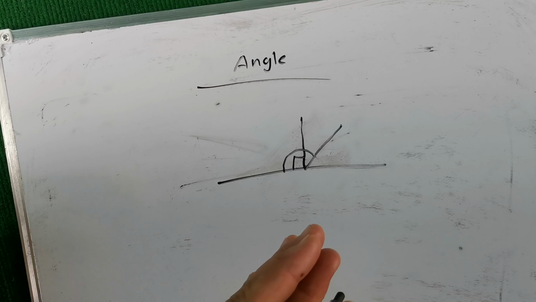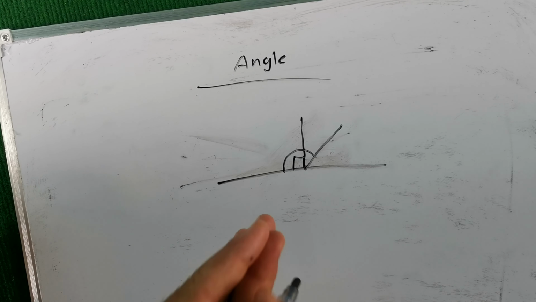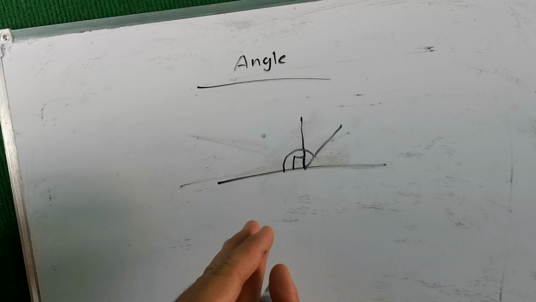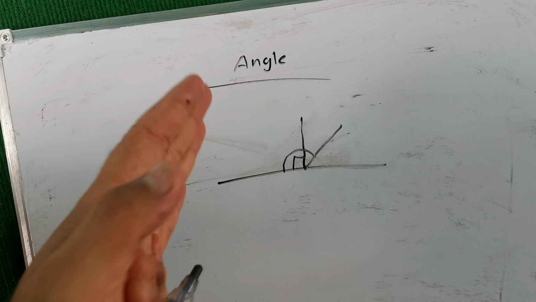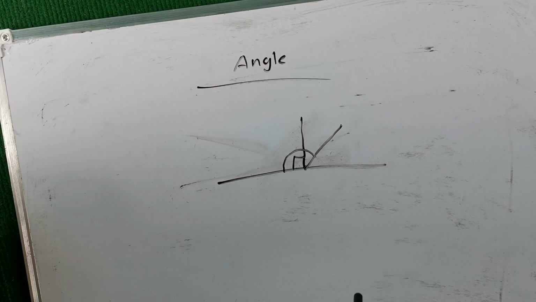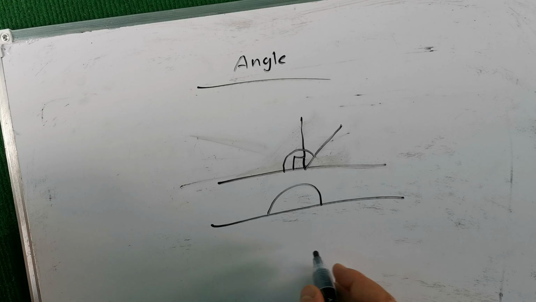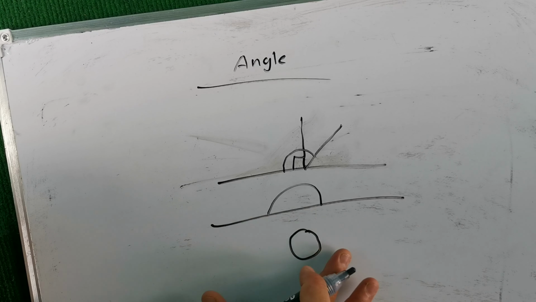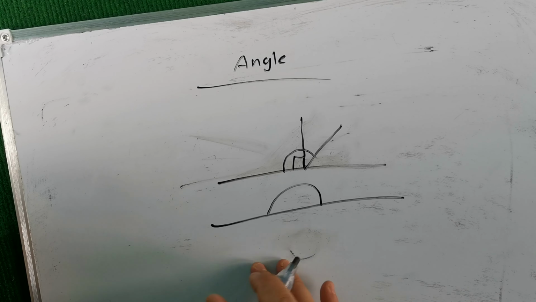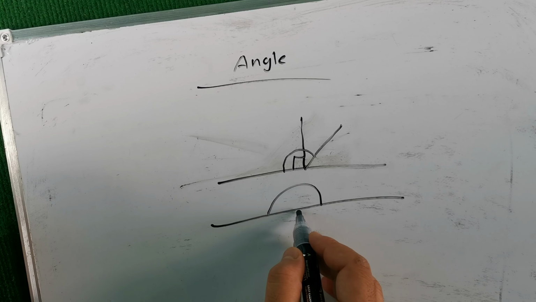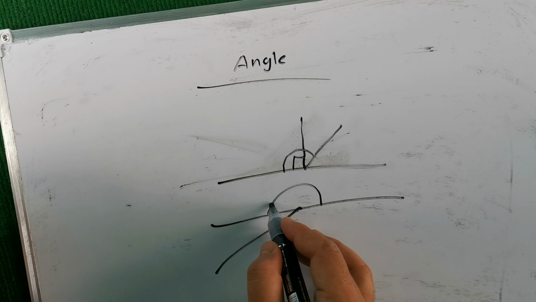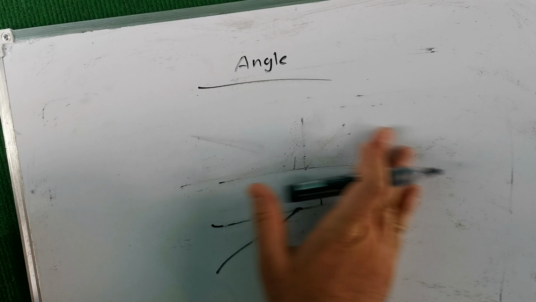And what is that angle which is greater than 180 degree? That angle is also known as obtuse angle. Those angles which are greater than 180 degree, this is 180 degree, and the whole circle is 360 degree. I think you know about it. Those angles which are greater than 180 degree are also known as obtuse angle.